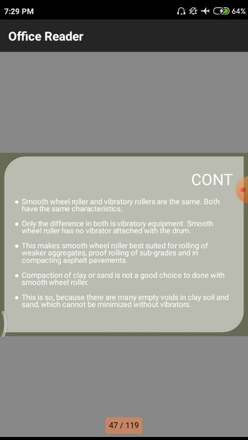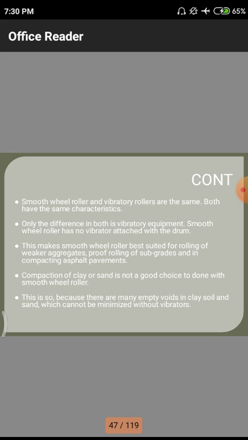Some of the aggregates have a huge amount of crushing strength, so those are used to build huge structures which have high compressive strength. A few of the materials have less compressive strength, so those kinds of materials are used to construct roads and other things, and as filling materials because of their less compressive strength, like stone dust. Proof rolling of subgrade is done in compacting asphalt pavements and BT pavements like that.